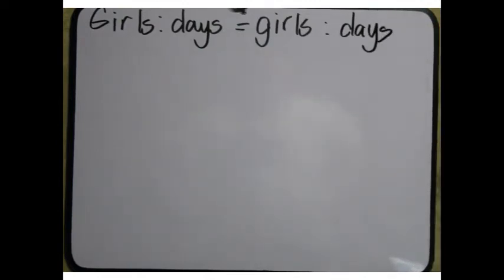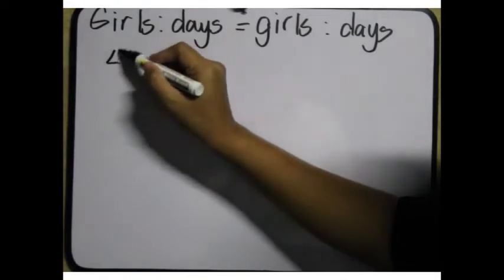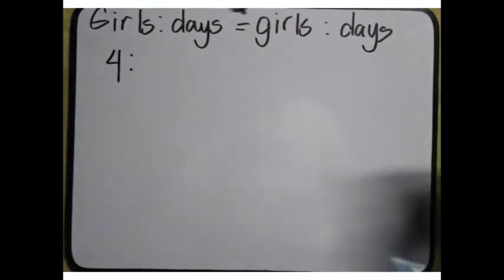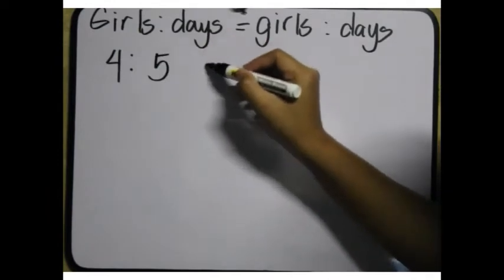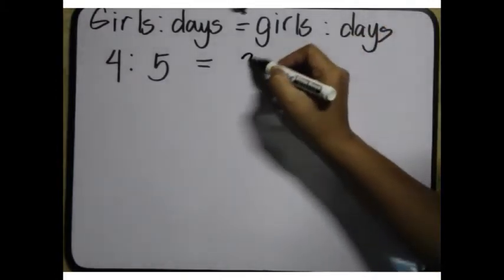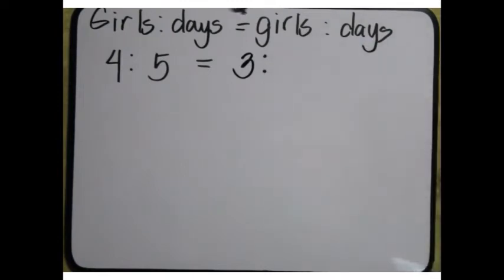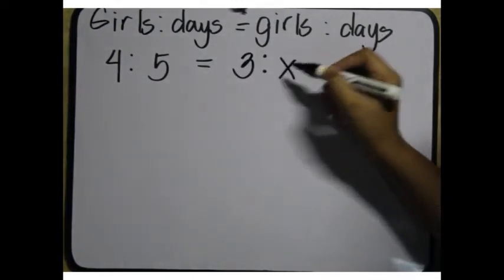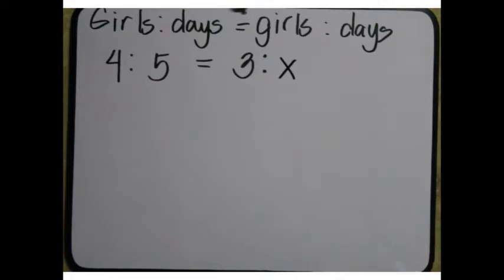Okay, so the first problem, if Trisha, Paula, Sheila, and Rachel, so we have 4 girls, finish designing a dress in 5 days. So 4 girls can finish designing a dress in 5 days. But one of them, Paula, leaves the group. So they will only be 3 girls is to x, where x is the number of days they will finish designing a dress with the same rate.